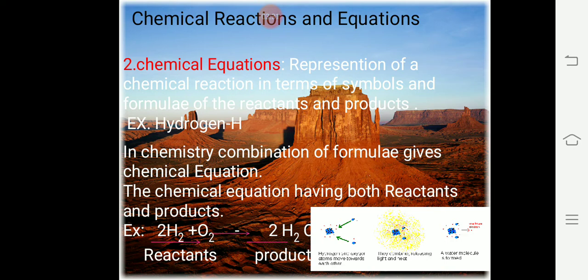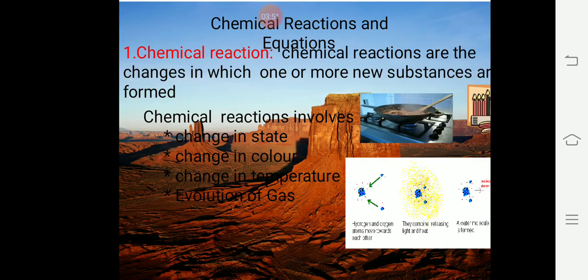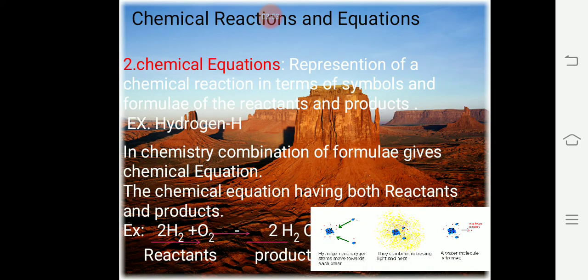Okay, and in chemistry a combination of formulae gives us the chemical equations. See here, H2 is the formula of hydrogen, and O2 is the formula of oxygen. These two combine to form one molecule, that is the product. This is water, so it is called a chemical equation. The chemical equation has both reactants and products.